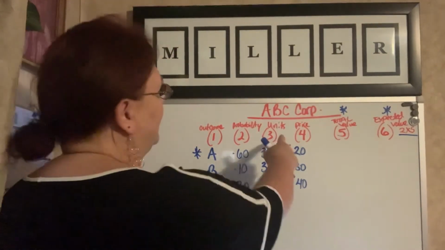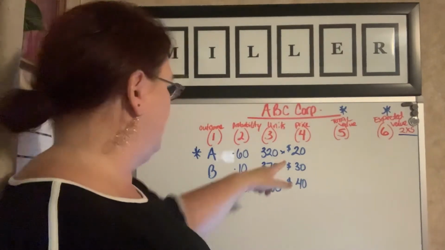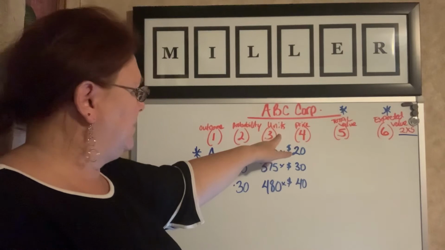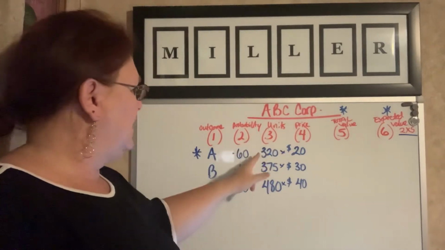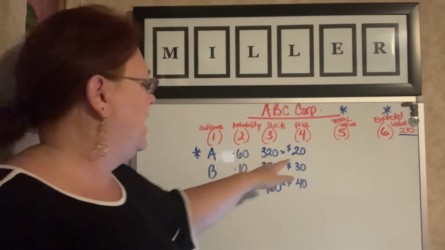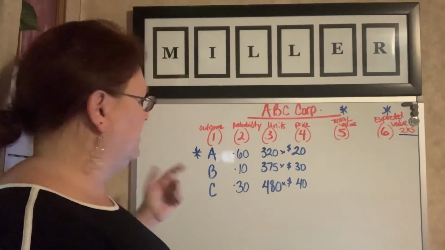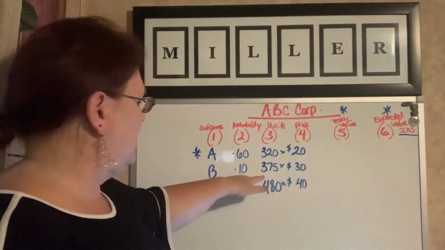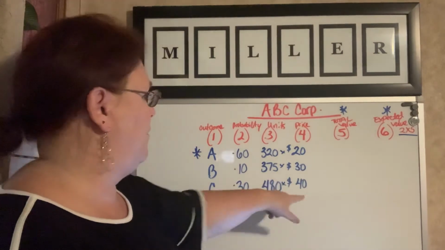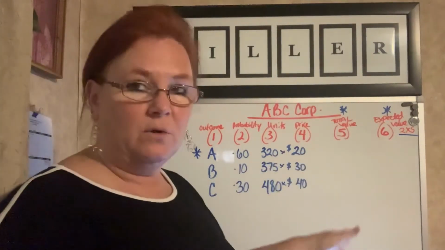So for the third column and the fourth column, we're literally going to do a multiplication here, which is why I put the little X's in there. The number of units is column 3. That says in this scenario, we decided 320 units at $20 a pop is our projection. The second scenario, or B, is 375 at 30. C is 480 at 40. So all we're doing here is multiplying across to get our total value.